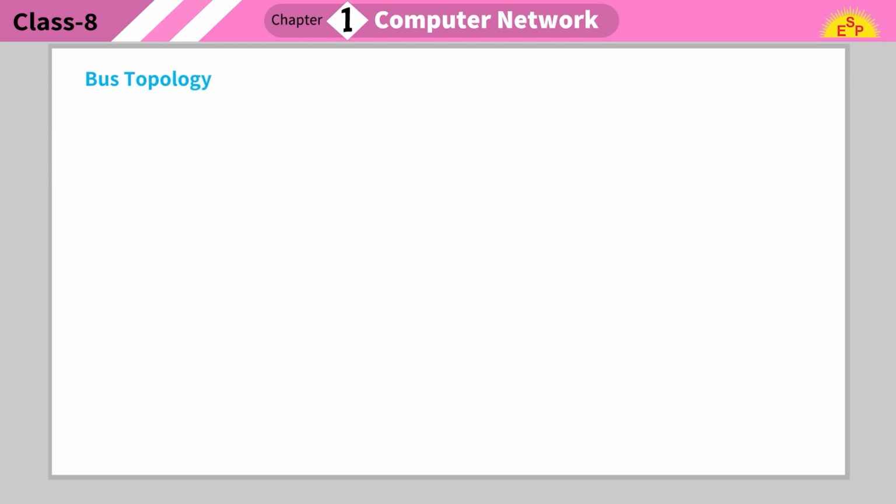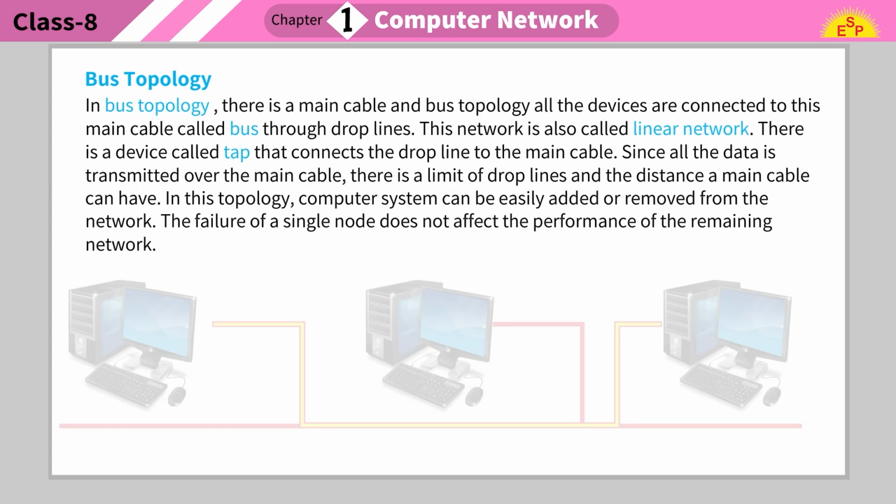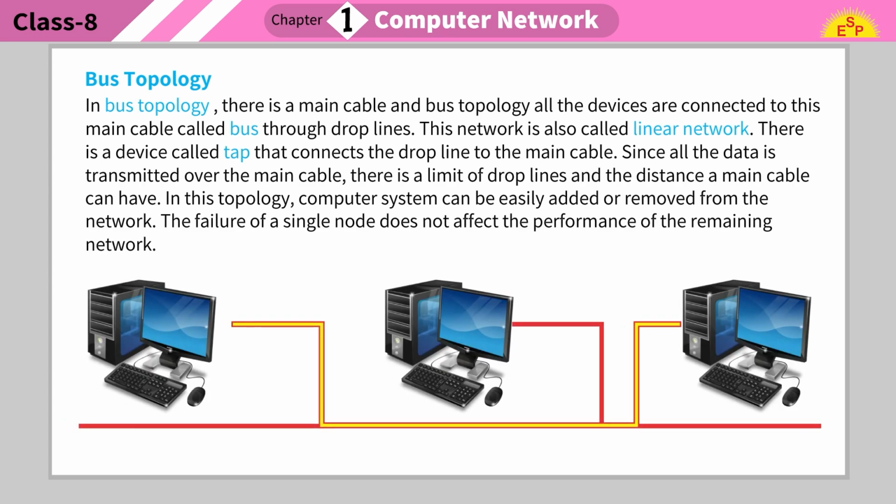Bus topology. In bus topology, there is a main cable. All the devices are connected to this main cable called bus through drop lines. This network is also called linear network. There is a device called tap that connects the drop line to the main cable. Since all the data is transmitted over the main cable, there is a limit of drop lines and the distance a main cable can have. In this topology, computer system can be easily added or removed from the network.